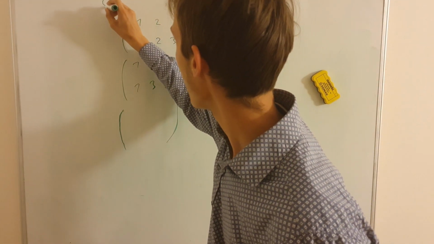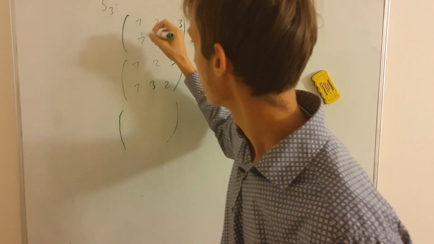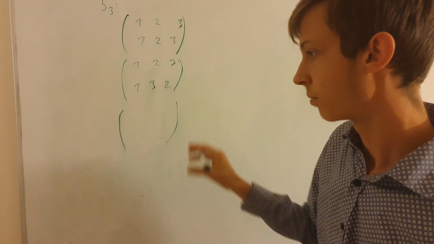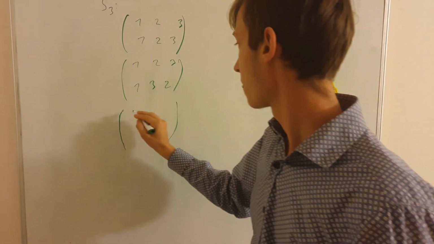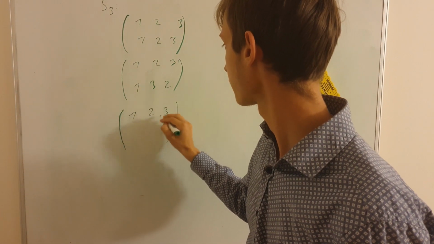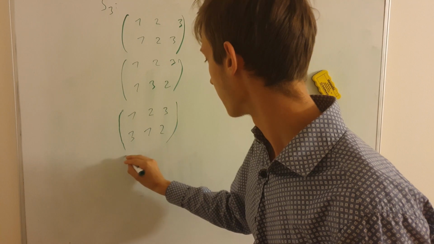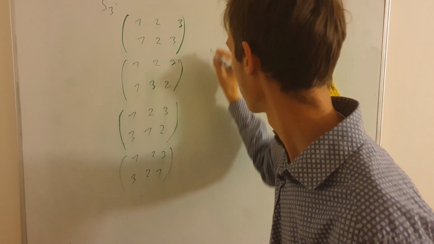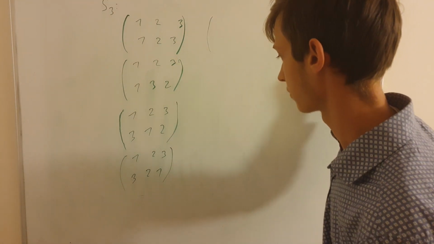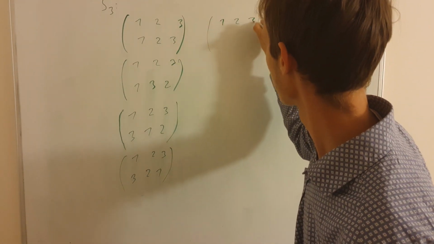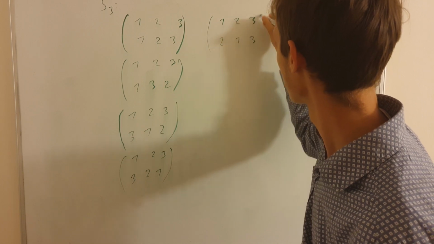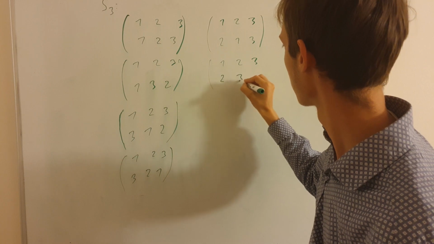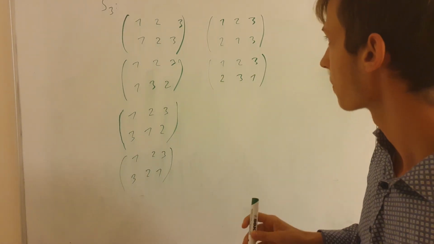So this will be S3, because these are the elements of S3, because we're taking all the permutations of a three element set. So there will be 6 of them. These are all of them.